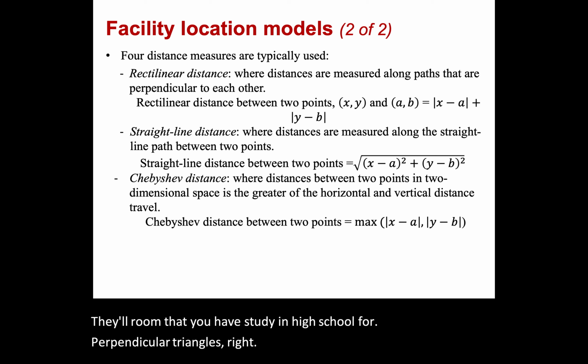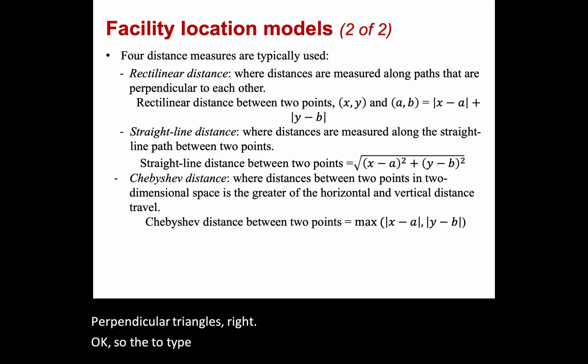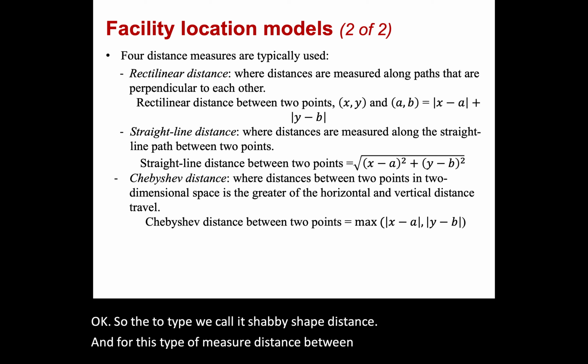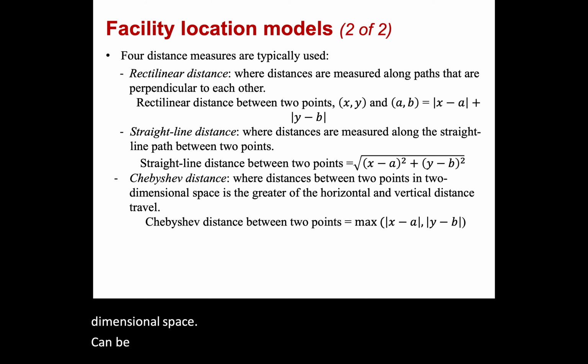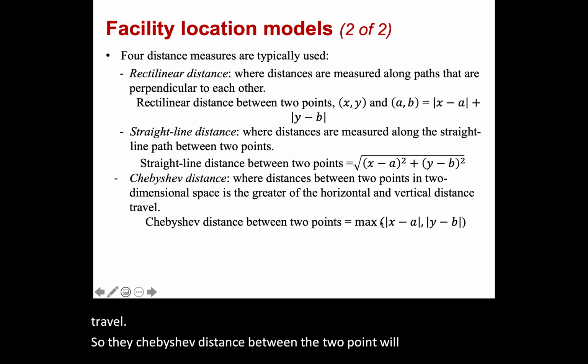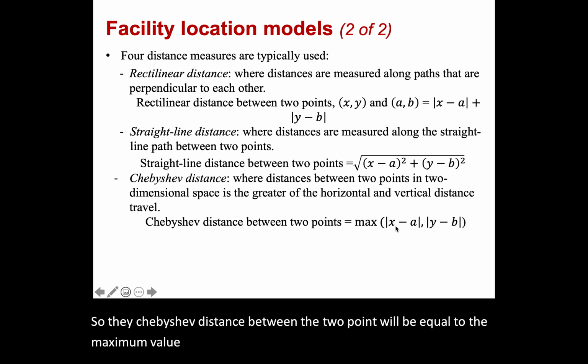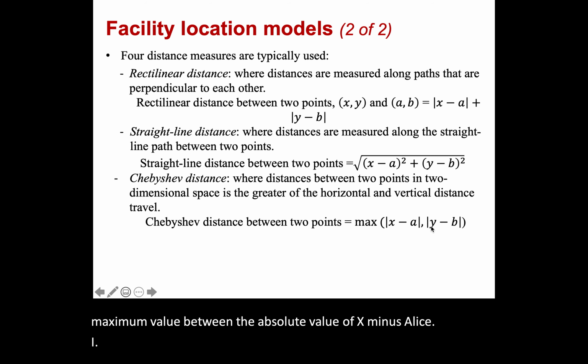The third type we call Chebyshev distance. For this type of measure, the distance between the 2 points in two-dimensional space is calculated as the greater of the horizontal or vertical distance traveled. So the Chebyshev distance between the 2 points will be equal to the maximum value between the absolute value of x minus a and the absolute value of y minus b.